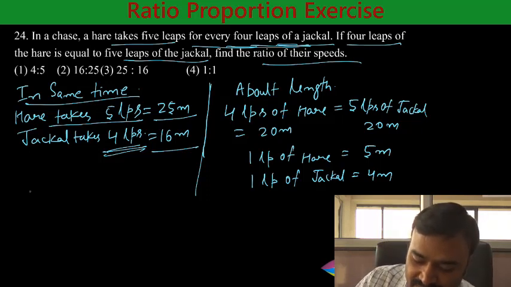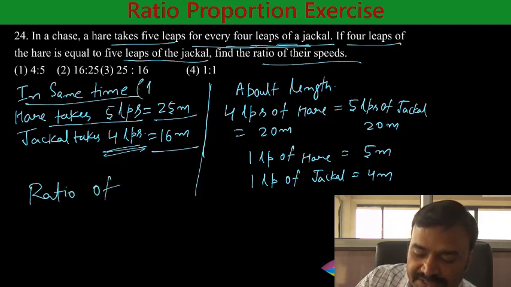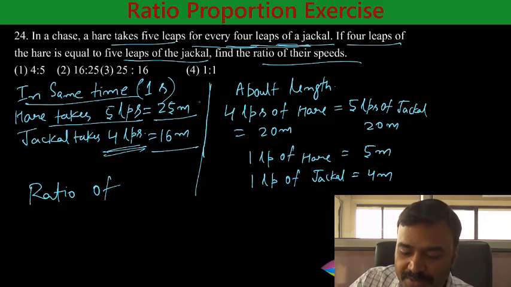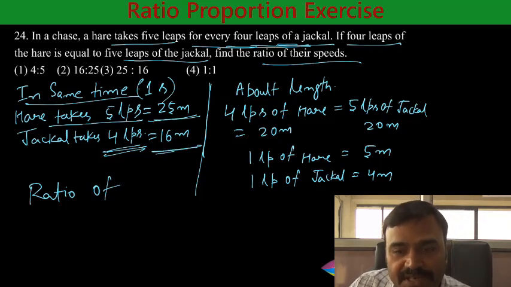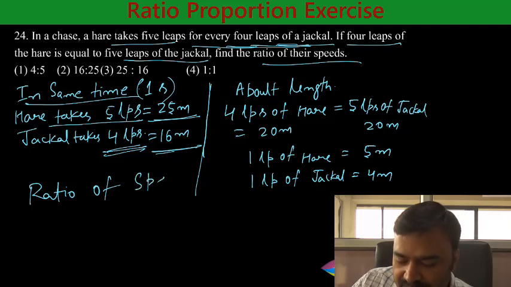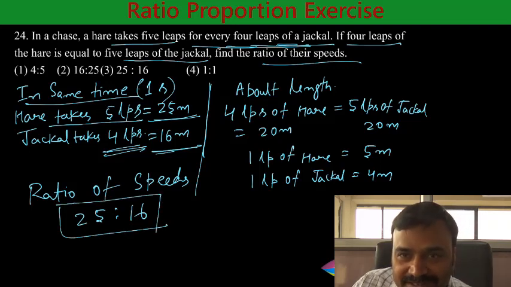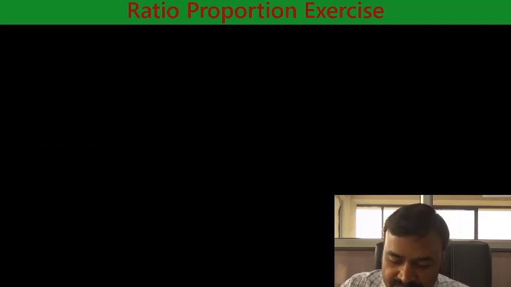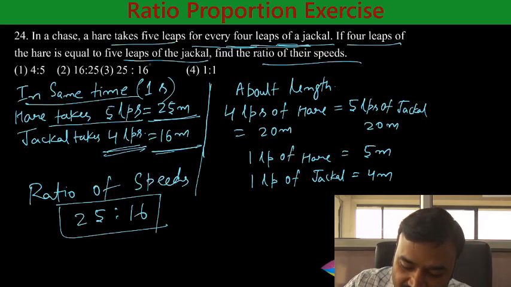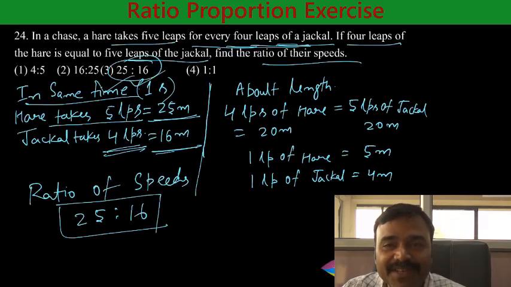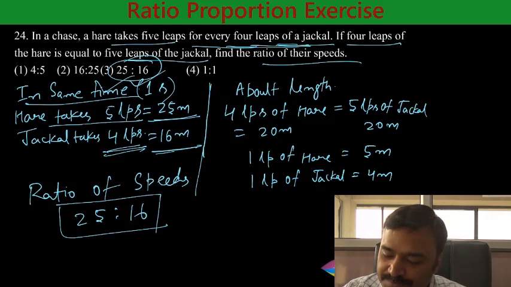Alright. So the ratio of speed is straight away equal to, supposing the time was 1 second, 25 meter per second, the speed of first one, hare, and 16 meter per second, the speed of the second one, that is jackal. So ratio of speed will be simply taken as 25:16. Okay. No other thing to be thought about. So the correct answer is the third option. Alright. Let's go on to the next question now.